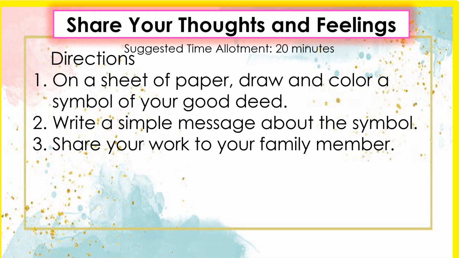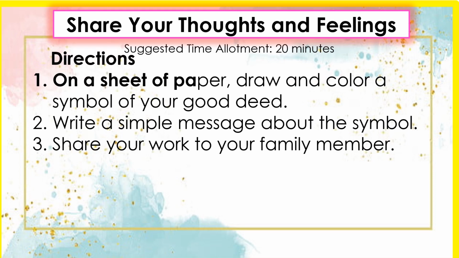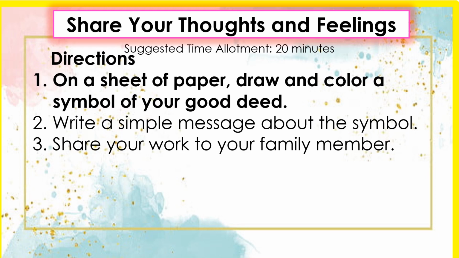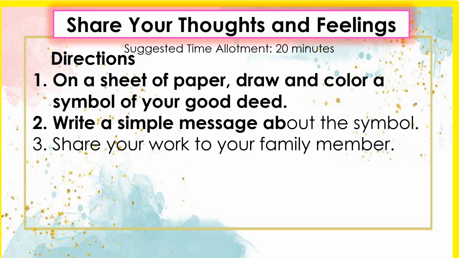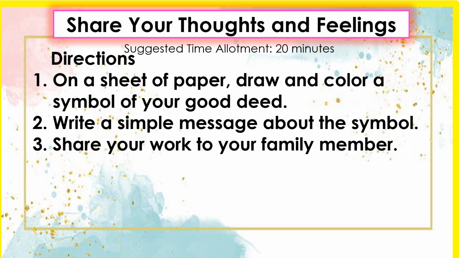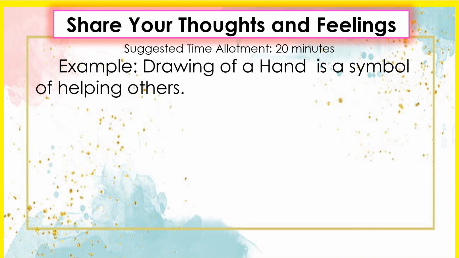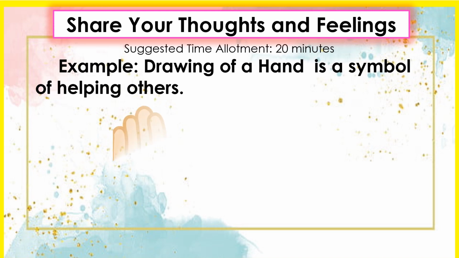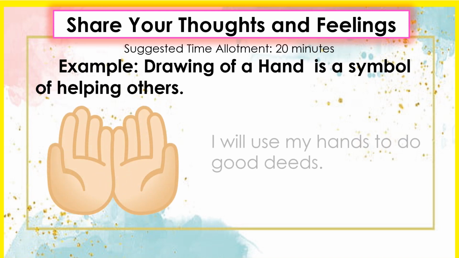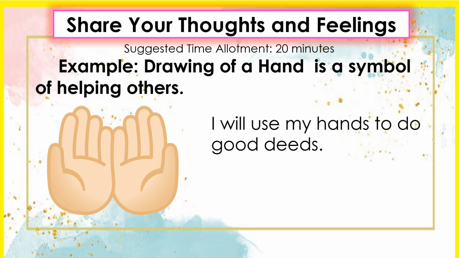Share your thoughts and feelings. Suggested time allotment, 20 minutes. Directions. On a clean sheet of paper, draw and color a symbol of your good deed. Number 2, write a simple message about the symbol. 3, share your work to your family member. Example. The drawing of a hand is a symbol of helping others. Okay, I will use my hands to do good deeds.